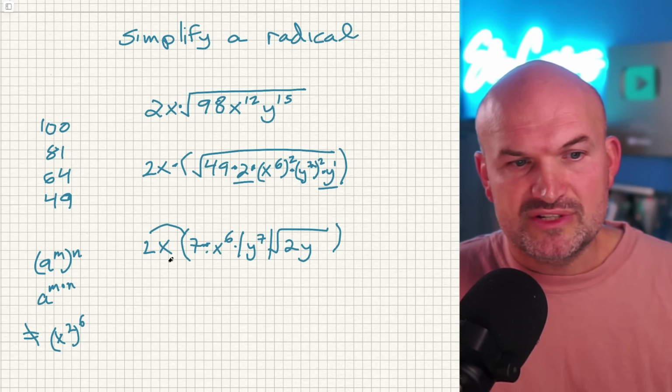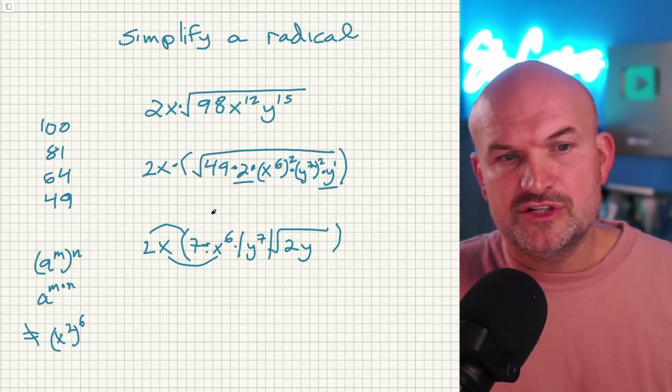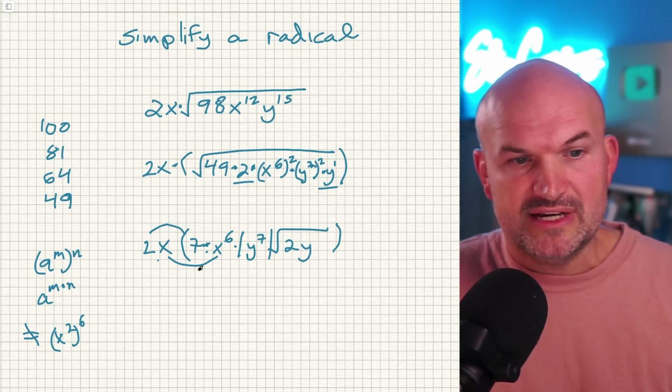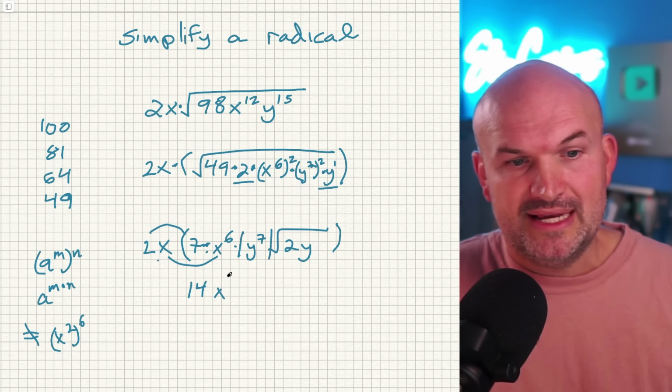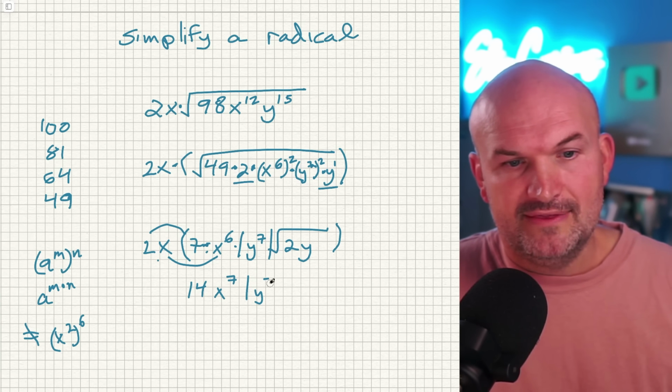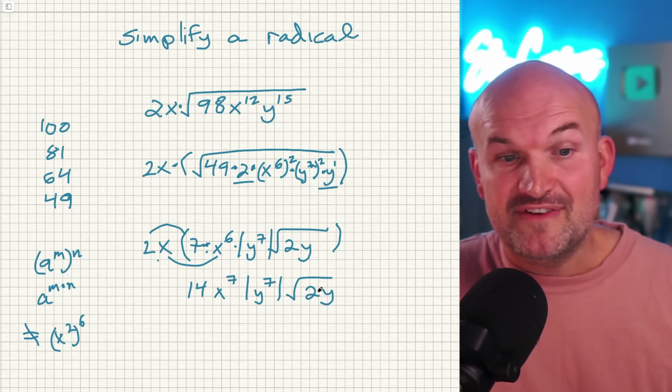But now I just need to simplify this a little bit further. So 2 times 7 is going to be 14, and an x times x to the 6th is going to be x to the 7th. And there, ladies and gentlemen, is what I'm going to have for my final answer.